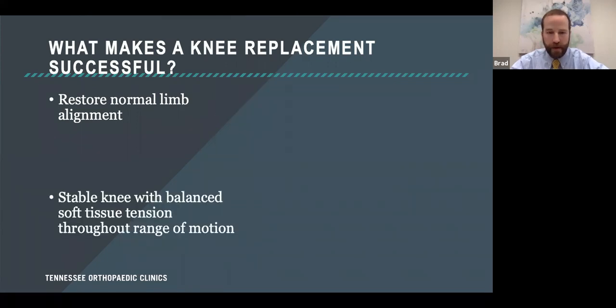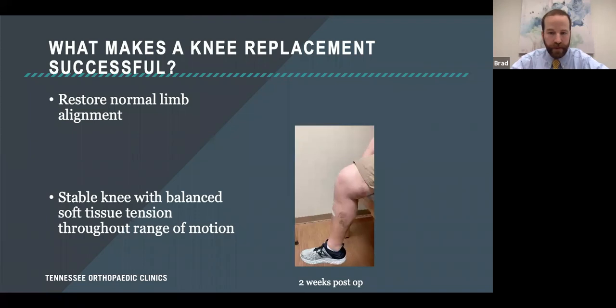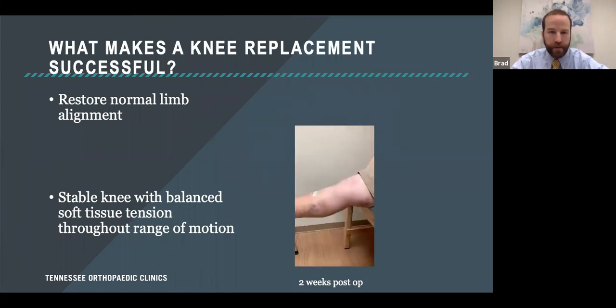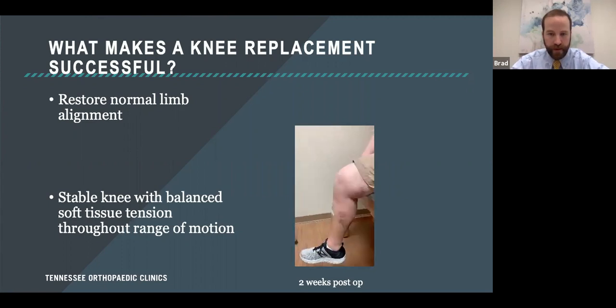We also want to create a stable knee with good soft tissue tension throughout a range of motion. This is a video of one of my patients at 2 weeks post-operatively. You can see he still has a little bit of swelling and some bruising, but he's got a stable knee with great range of motion. He extends very easily and can flex his knee very easily.